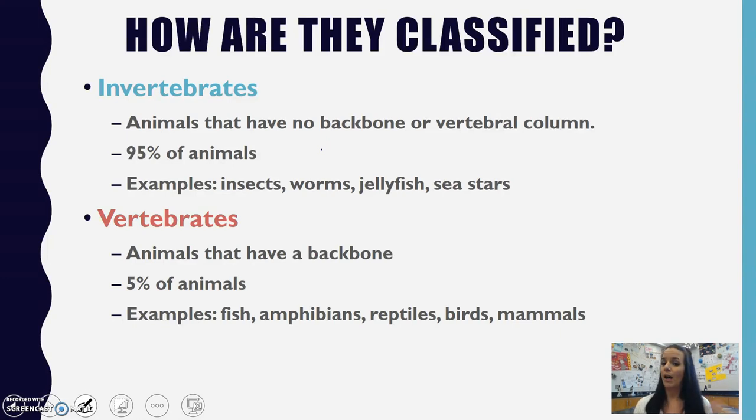So invertebrates do not have a backbone. They're 95% of all animals, things like insects, worms, jellyfish, sea stars. Vertebrates, on the other hand, have a backbone, and this is 5% of animals, so fish, amphibians, reptiles, birds, and mammals.